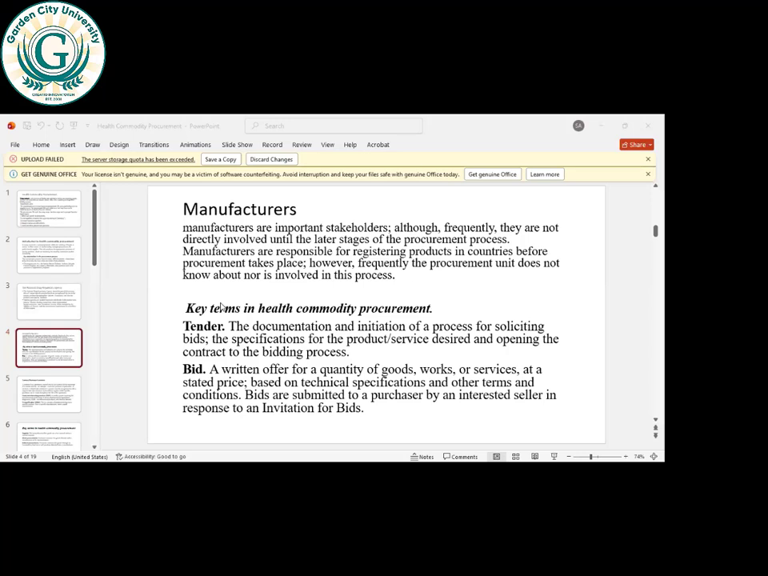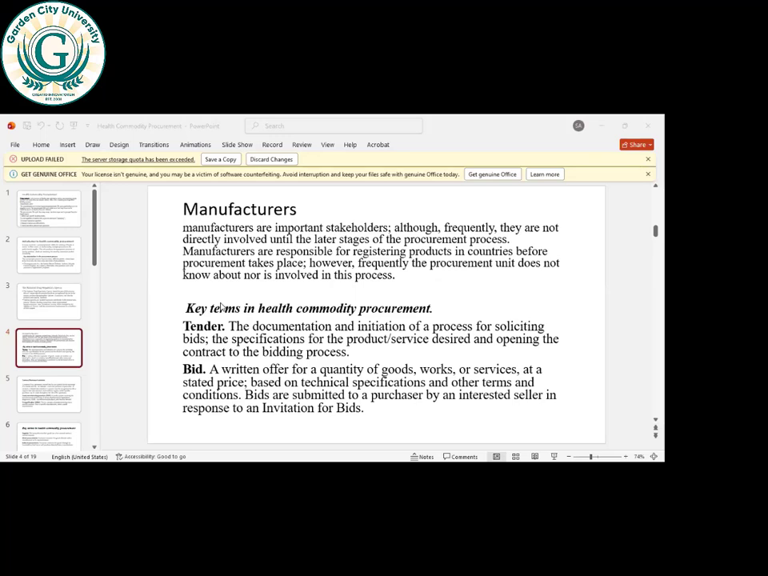So the bid is a written offer for a quantity of goods, works, or services at a stated price based on technical specifications and other terms and conditions. Bids are submitted to a purchaser by an interested seller in response to an invitation for bids. So this one is in response to the tender. The tender comes from the buyer. It's like a document that you send out there. I want these items. These are my conditions. These are the specs. So those who want to supply those items based on my terms and conditions should respond.